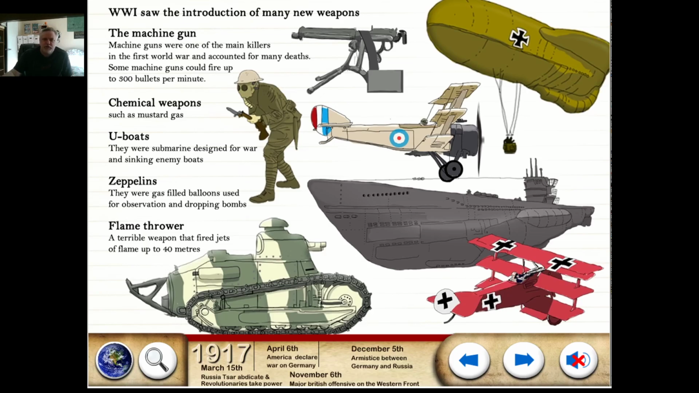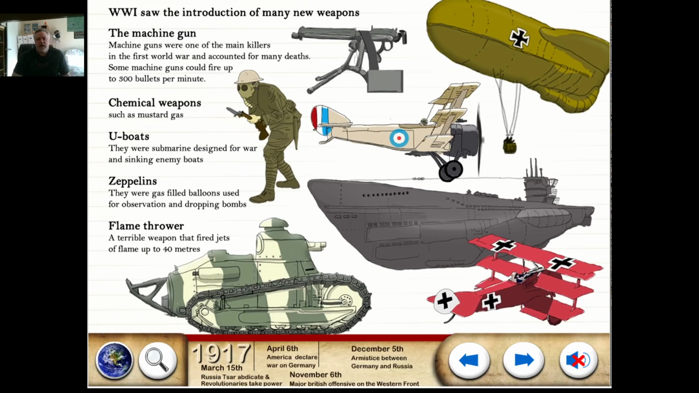You had U-boats, submarines. The Germans loved their U-boats and made great use of them. Aircraft and zeppelins were used for the first time, both for bombing and strafing the enemy and for reconnaissance. Tanks would eventually make an appearance, but that's more towards the end of the war. And flamethrowers, basically shooting jets of jellied gasoline up to 30 feet at a stretch.